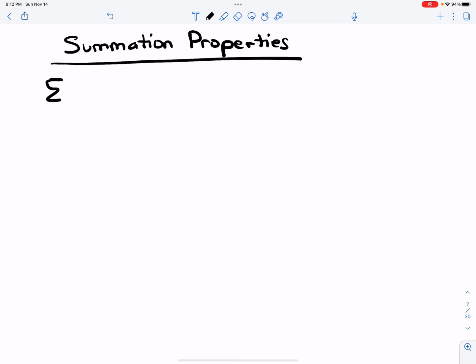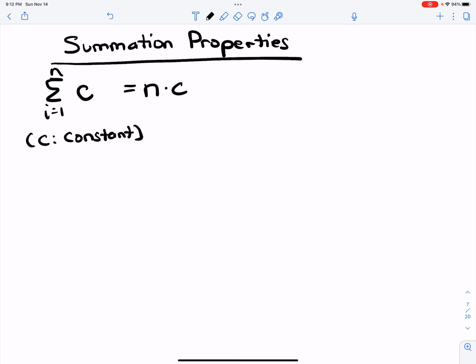Let's say you're summing i equals 1 to n, and you just have some constant c. Basically, this is saying you're adding up c n times. So a real quick shortcut would be to do n times c. Because like, let's say you're adding up i equals 1 to 4 of 5. Then it's saying you're adding up 5 4 times. So you can just multiply 5 times 4.